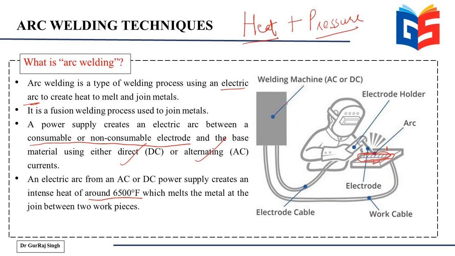This welding machine has a certain polarity. Maybe this is positive and this is negative, or the other way around. This can be negative and this can be positive. So again, this is the case of polarity. Polarity we'll discuss in a full lecture. So this is how the welding takes place.